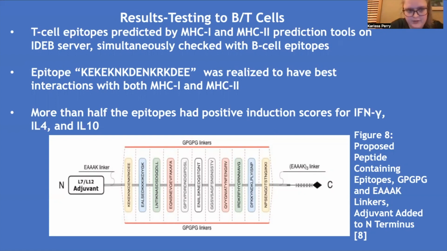And more than half of these epitopes also had positive induction scores for the other types of immune cells, including IFN gamma, IL-4, and IL-10. And what this figure is, is the hypothetical peptide. So you can see there are GPGPG linkers in between each individual epitope, and then the EAAAK linker seen at both the N and C terminus. And the adjuvant is seen at the N terminus, which is the 50S ribosomal subunit from Mycobacterium tuberculosis.